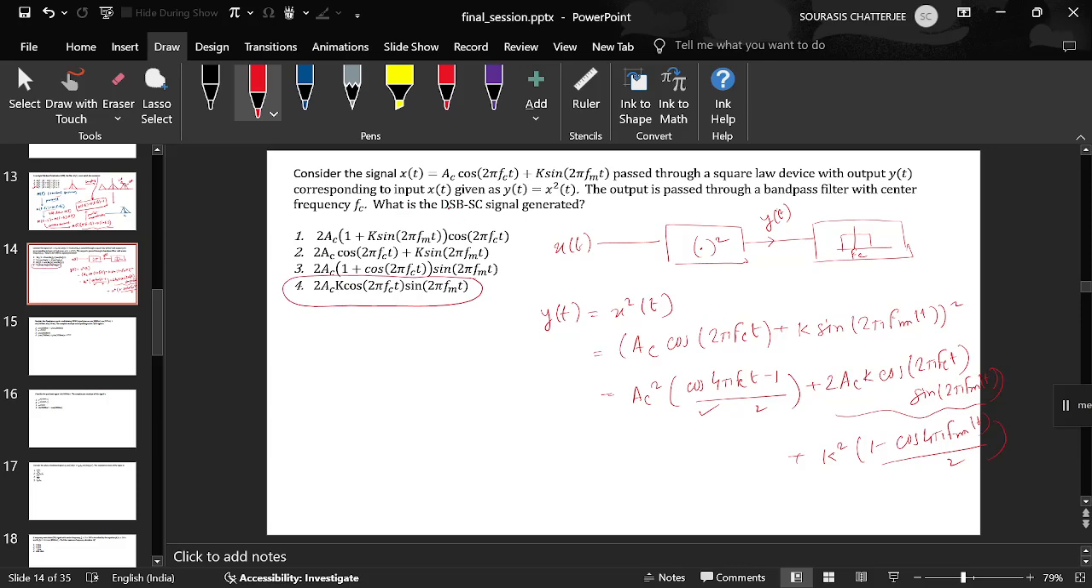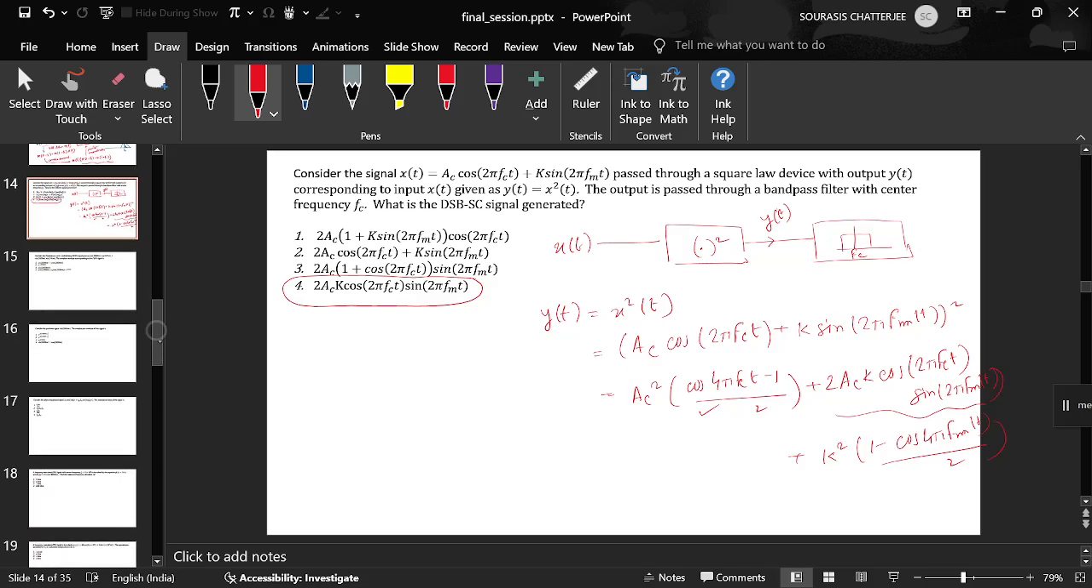Actually the question is made a bit easier by mentioning that DSBSC part here, because all three have this carrier component.